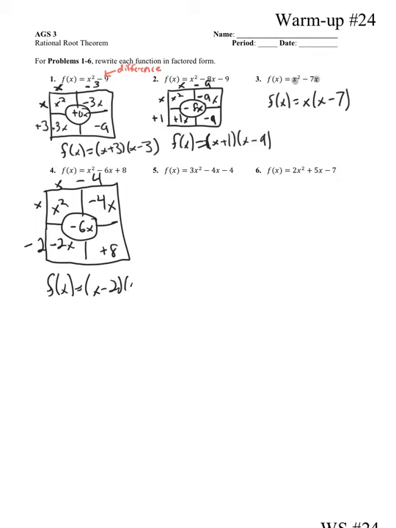So x minus 2 and x minus 4. That's how we're writing these in factored form. And notice that I started with a second degree polynomial, and I ended in factored form with a second degree polynomial. There are 2 x's down there as well.